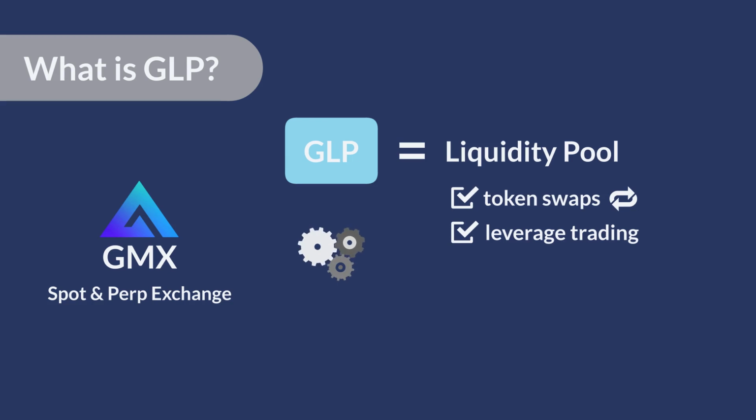For leverage trading, GMX uses GLP as the counterparty, which means that GLP assumes the risk of traders' profits and losses. When traders win, GLP loses value. When traders lose, GLP gains value.